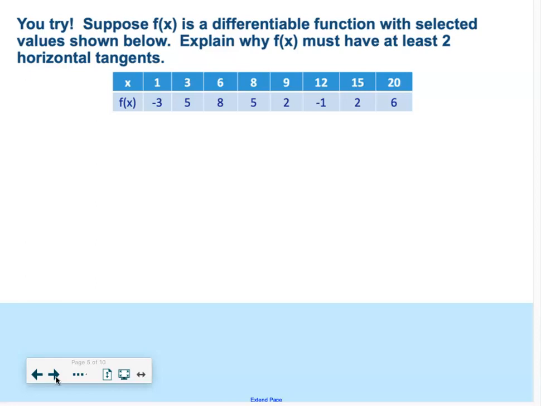What I'd like you to do is take a minute or two, look closely at the table, discuss this with your groups, see if you can come up with a proper proof as to why there have to be 2 horizontal tangents on the function f of x. All right, I'm going to turn off the recorder and let you guys work.